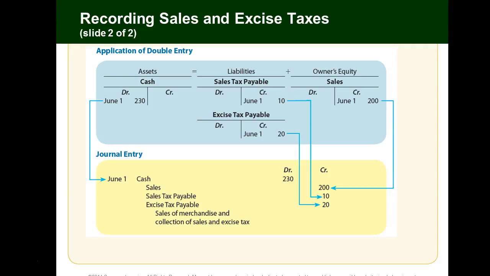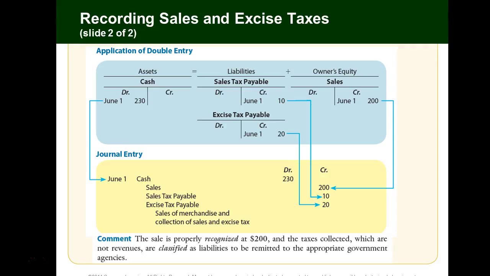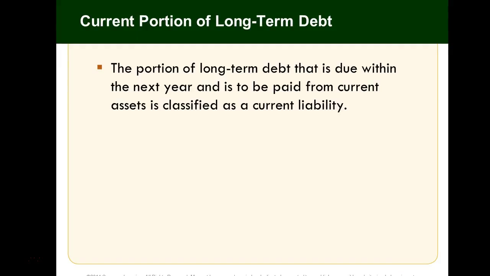So you see they brought in $230. $200 of it relates to the sale of their product. $10 of it needs to go to the state. $20 of it needs to go to the federal government. That's why those are payables. It's not their money. They're just safekeeping it to turn it over. Does that make sense? The sale is properly recognized at $200, and the taxes collected, which are not revenues, they're liabilities. They're remitted to the appropriate government agencies.